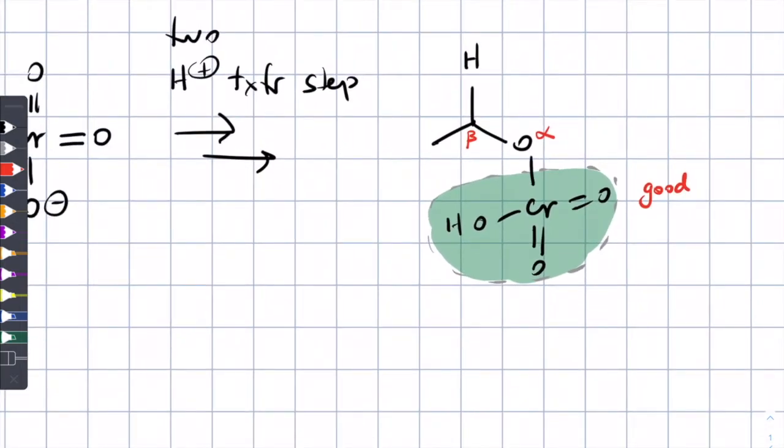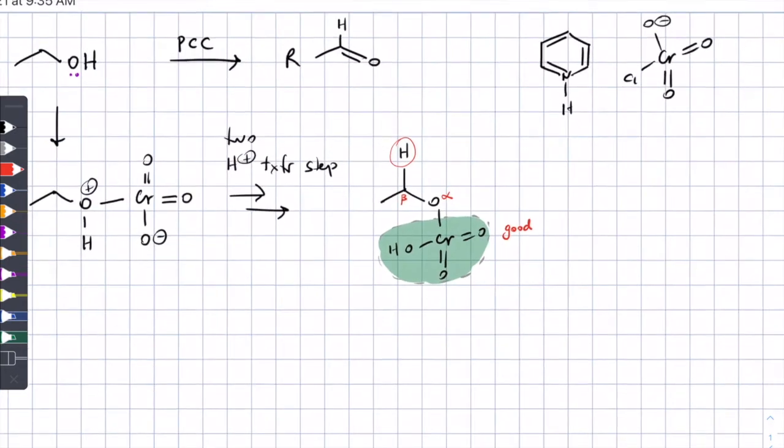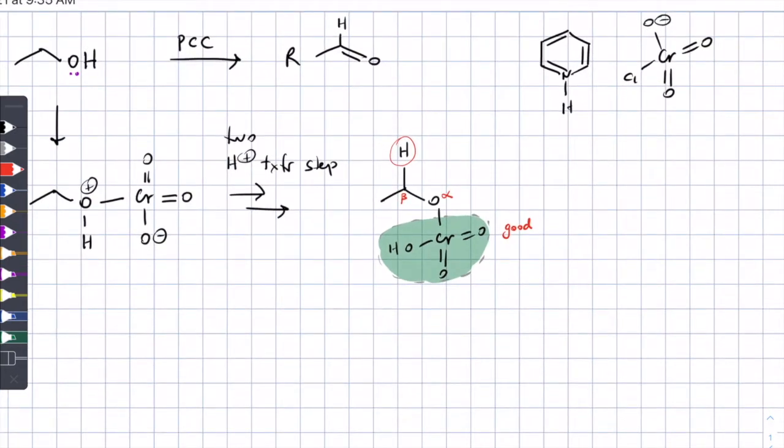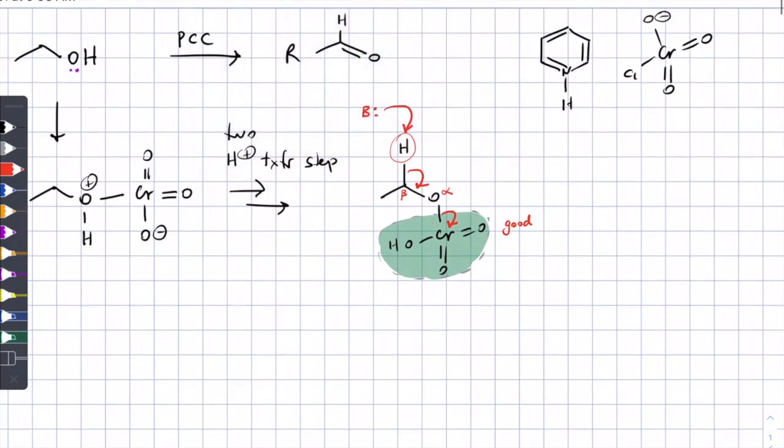You have a proton beta to a good leaving group, and so you're set up for an E2 style elimination where a base comes along. I think your text shows you chloride. I don't particularly care what you show. And then that E2 style elimination step gets you to the aldehyde. All right.